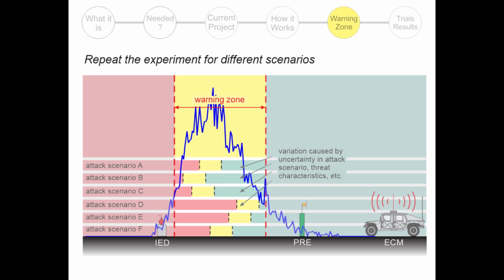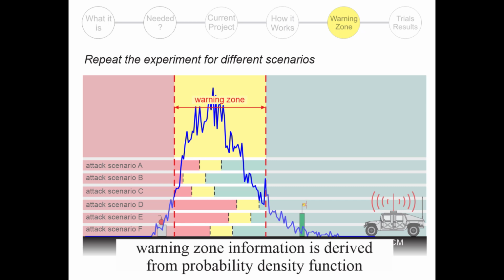And we can use this spread to calculate a probability density function for the transition region. And so the warning zone information, the distance, is derived from this probability density function. Again, from information theory, this is as good as it gets, unless you can find out more information about the attack, then you can narrow down that PDF. But this is the best we have with the available information. That's by definition what that blue line is.